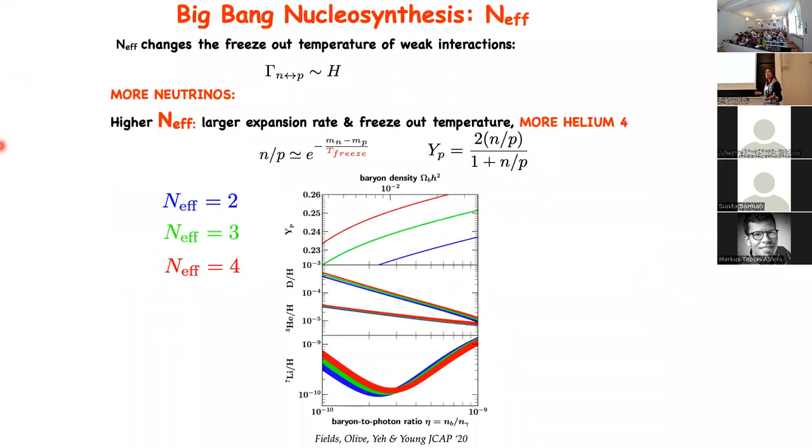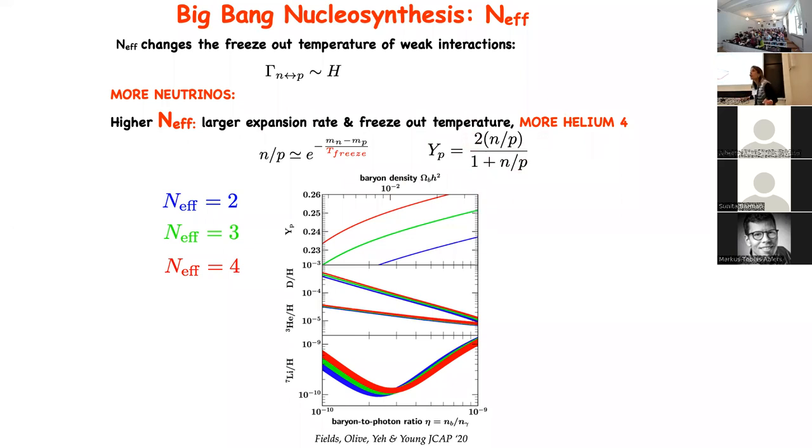Because what happens with the number of effective relativistic degrees of freedom, or the number of relativistic particles that are in the thermal bath at the BBN period, is that if it changes, it will change the freeze out of weak interactions. One needs to compute the Boltzmann equation, but as a rule of thumb, freeze out occurs when the thermal interaction is of the order of the Hubble parameter. So let's imagine we have more neutrinos, that will induce a larger expansion rate and therefore a larger freeze out temperature. So the neutron to proton ratio will be higher and we will get more helium 4 because the helium fraction is directly proportional to the neutron to proton ratio.